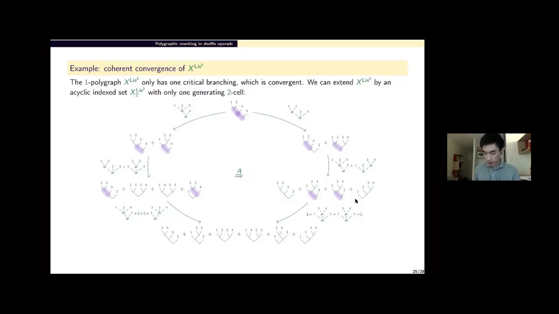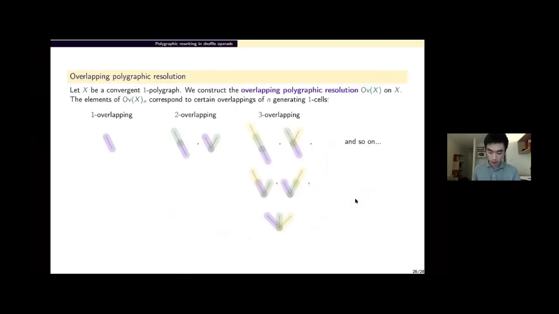And so this is what we did in our preprint. We defined an overlapping polygraphic resolution where we start with 0 cells and 1 cells of a convergent 1 polygraph. And then we extend these to an overlapping polygraphic resolution where the generating n cells are overlappings of n generating 1 cells. So if we only have one cell, it's just by itself. If we have 2, then we get a critical branching.